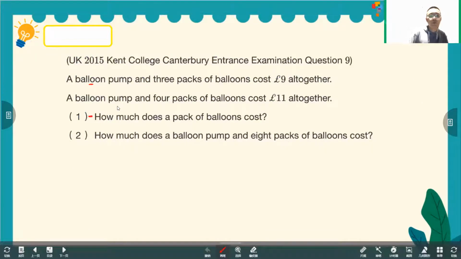So here, a balloon pump and 3 packs of balloons cost £9 altogether. A balloon pump and 4 packs of balloons cost £11 altogether. Question number 1, how much does a pack of balloons cost? And question number 2, how much does a balloon pump and 8 packs of balloons cost? Everyone, take your time, have a try.